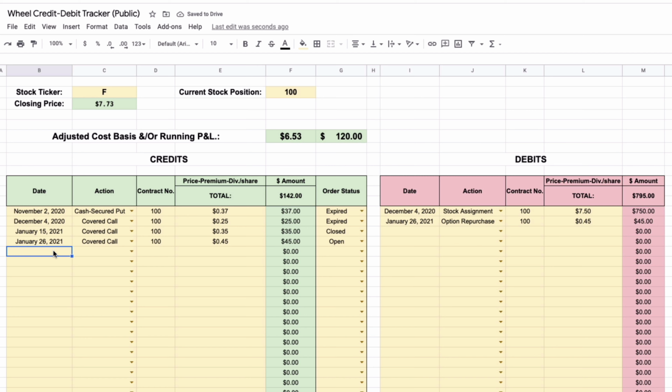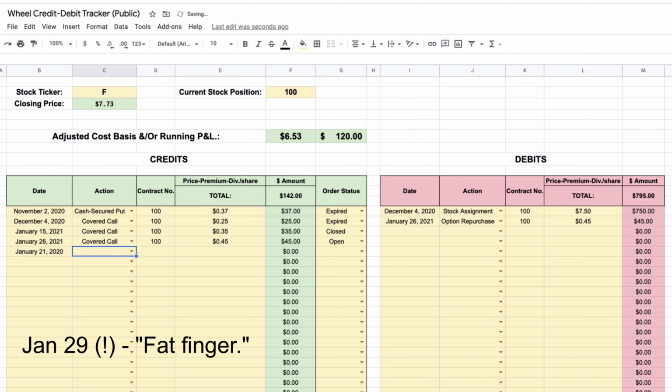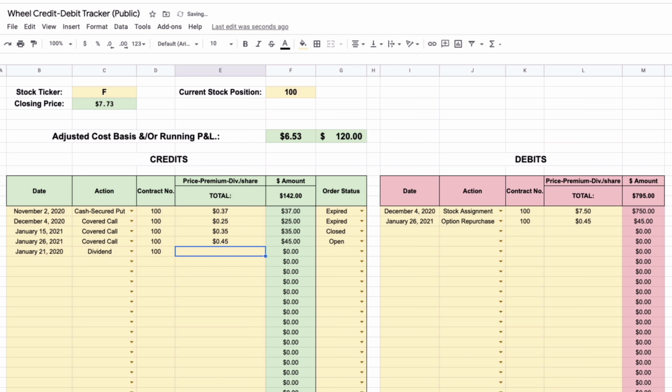As we move forward to January the 29th, then, we are paid a dividend of 15 cents. So you can input. So if we move forward to January the 29th now, we're paid that dividend of 15 cents. So it's a 15-cent dividend per share, which is a total of $15. There's no action here required because you're simply paid, the cash is simply credited to your account.